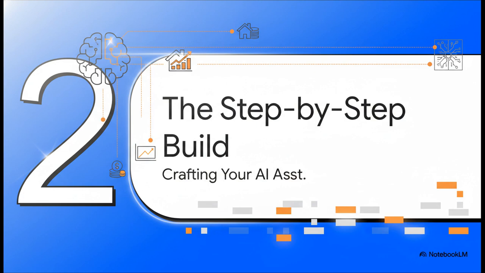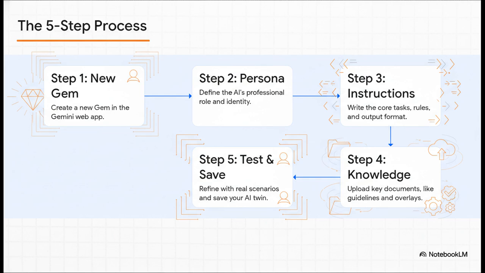All right, let's get into the core of it, the step-by-step build. This is where we actually craft your AI production assistant. So follow along and let's build this thing together. It's a really straightforward 5-step process. You'll create the gem, you'll define its persona, you write the instructions, upload your knowledge files, and then finally, you test and save. So, let's break down the most critical parts of this process right now.